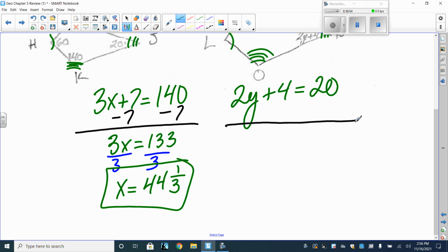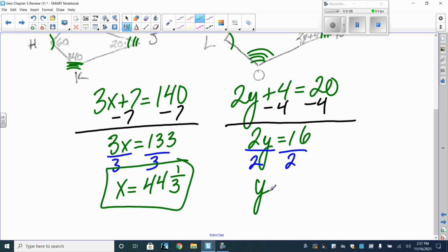We'll do the same thing on the other side. We would subtract 4 from both sides, telling us that 2y is equal to 16. Then we would divide both sides by 2, telling us y is equal to 8. Any other questions on 31 or 32? Okay.